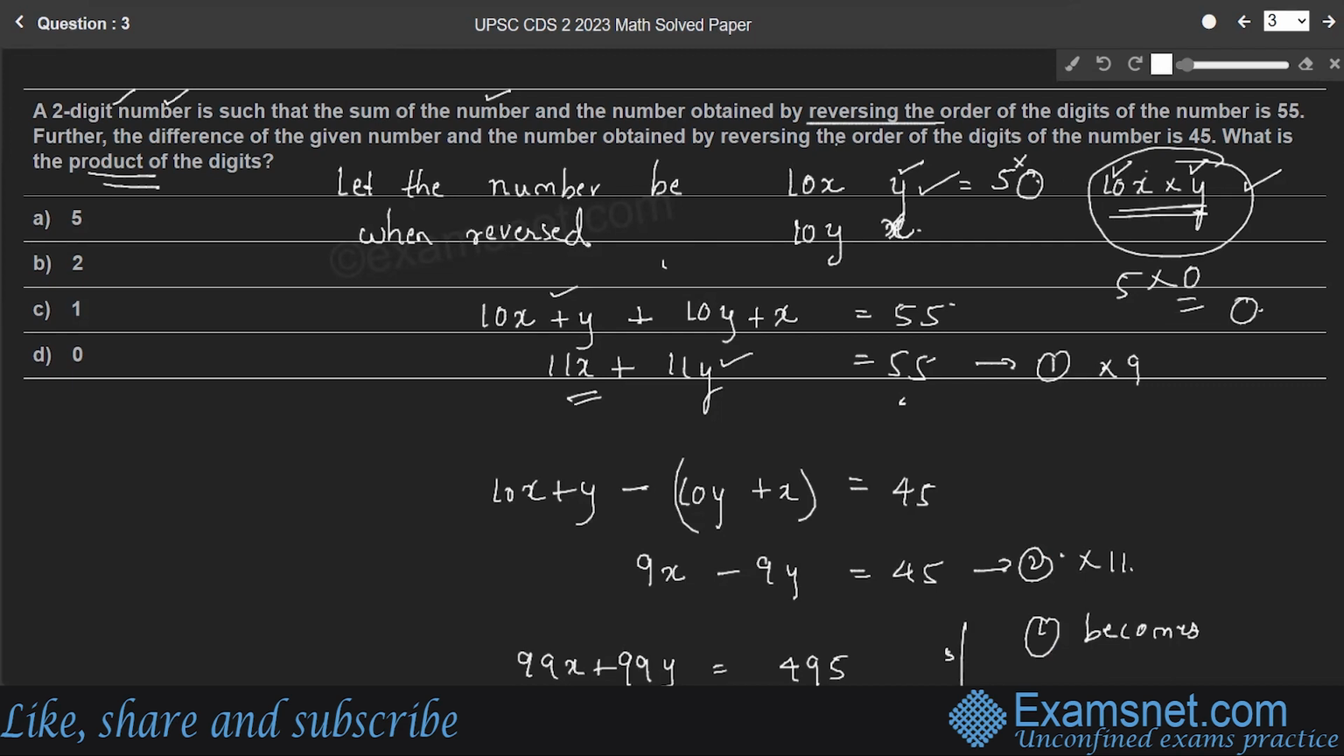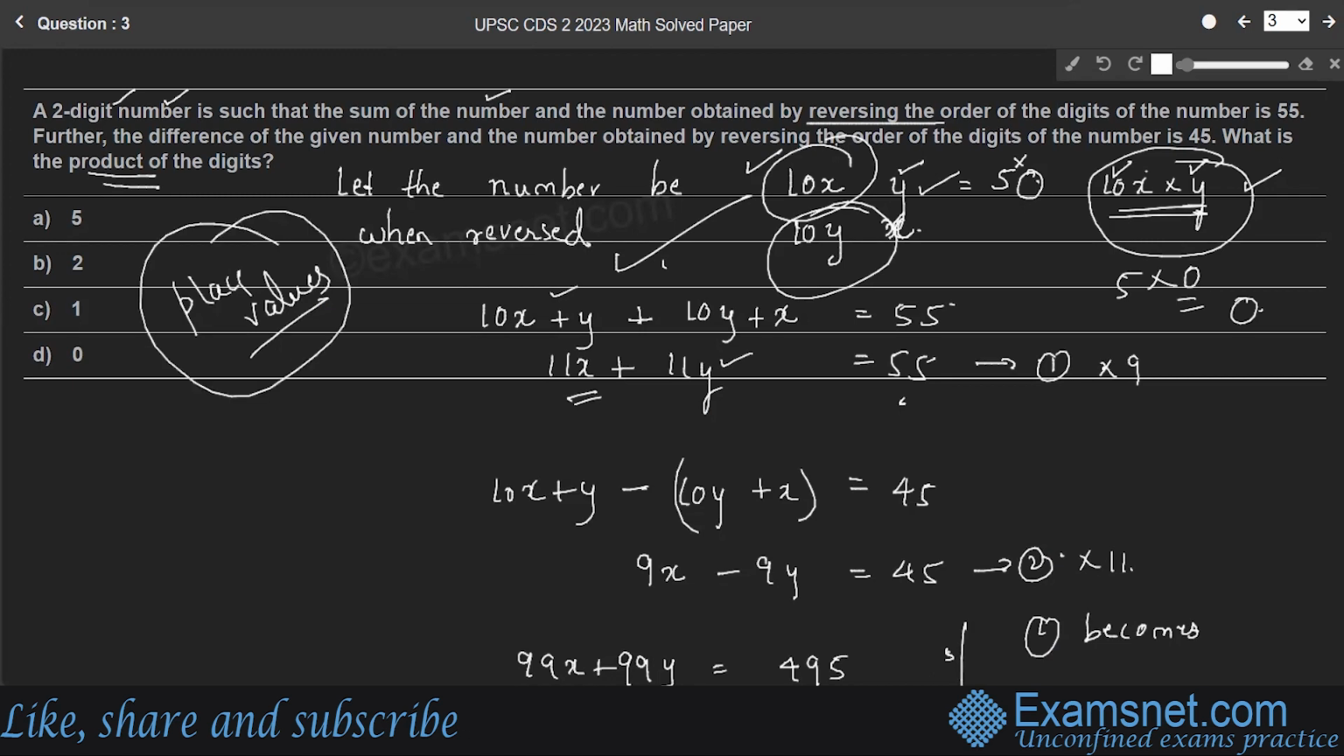Therefore, we are taking the place values. So the number is not 500, it is 50, because we have taken the place values. Hence, the digits are 10x and y, and when the digits are reversed, it becomes 10y and x. These are place values. Therefore, the number is 50, and the product of the digits is equal to 0. Option D is the right answer.